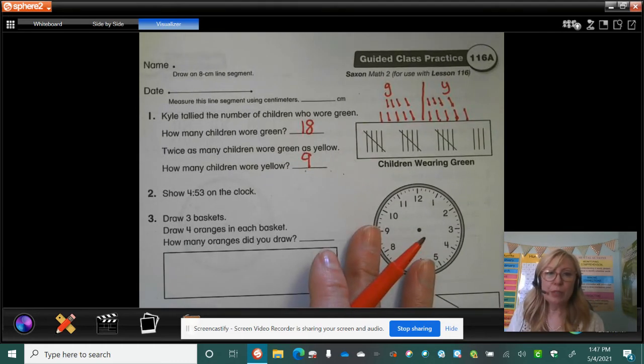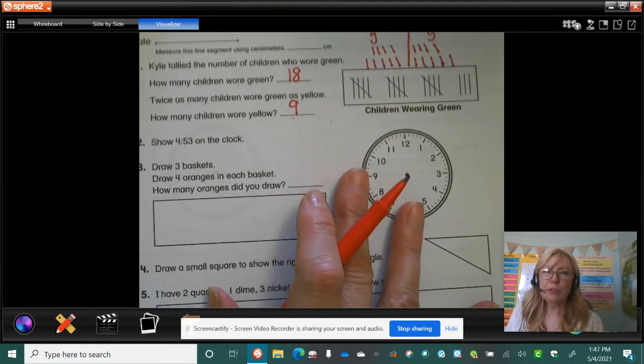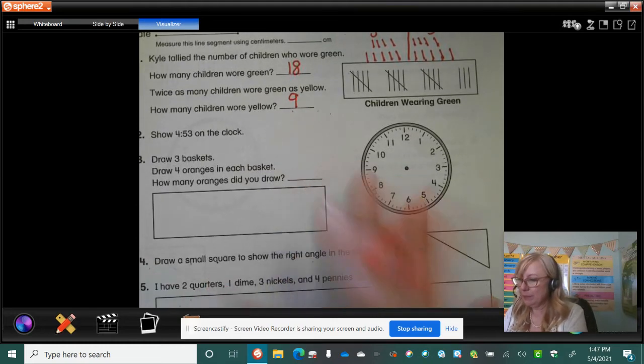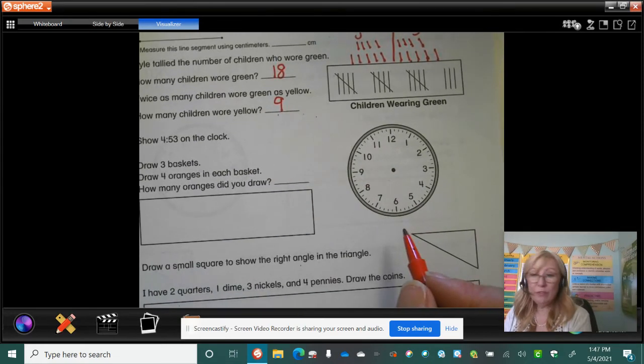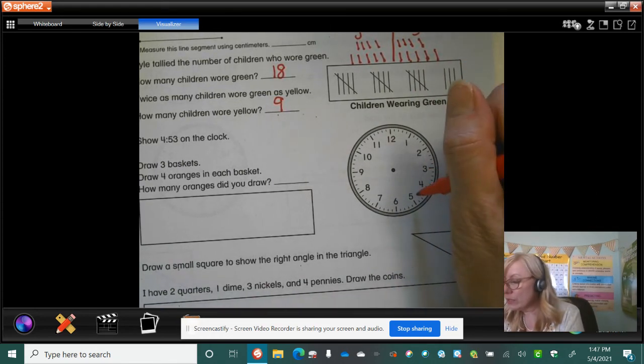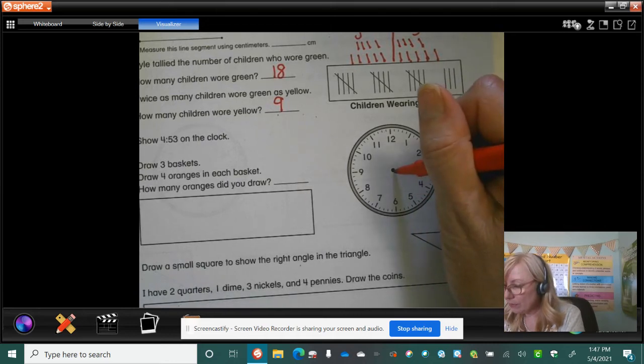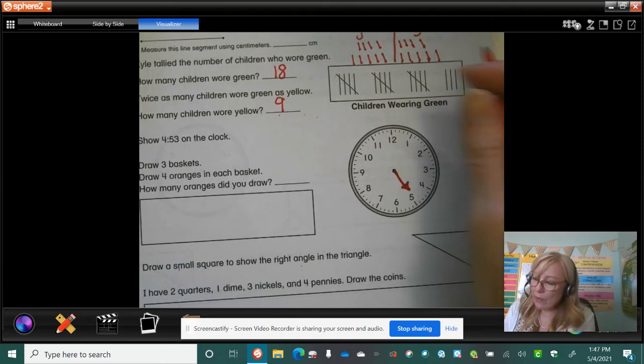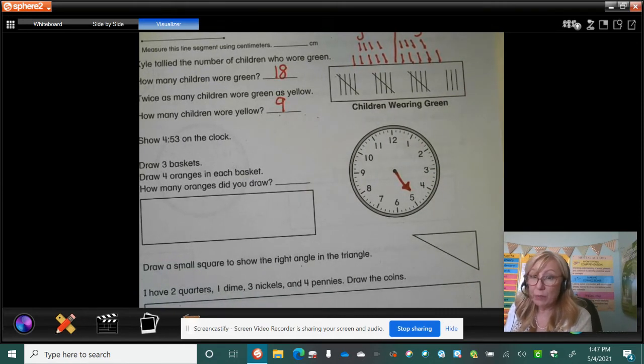All right, now we're going to show 4:53 on the clock. Well, 4:53 is almost 5 o'clock. So I think my hour hand is going to be real super close to that 5. So I'm going to draw my hour hand first. Now I have to draw 53 minutes.